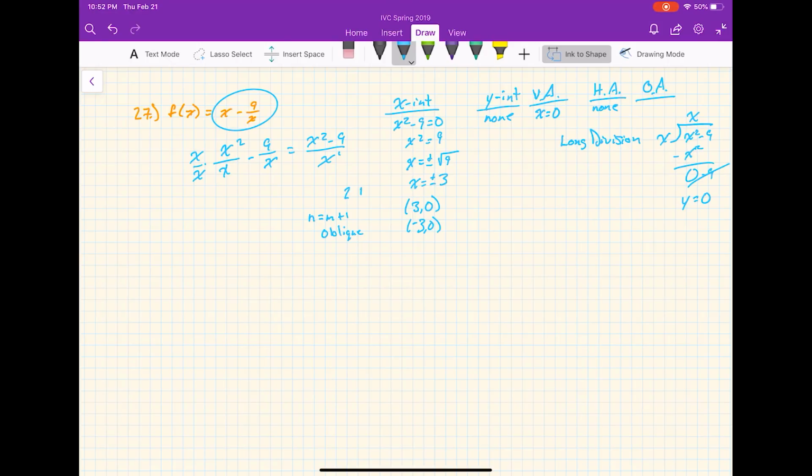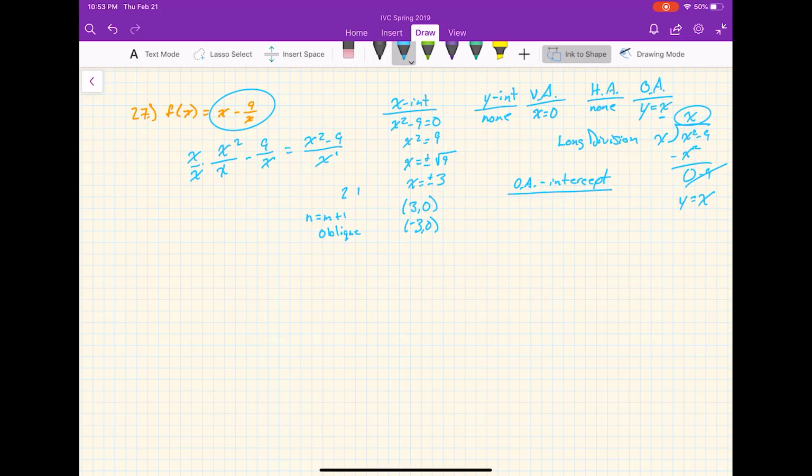What am I thinking here? Erase that. The magic of erasing. It's this x up here, so y is equal to x. So our oblique asymptote is y equals x. Well, now that we know we have an oblique asymptote, we have to find out if we have an intercept on it. So to do that, we need to set x equal to our function. So x is equal to x squared minus 9 over x.